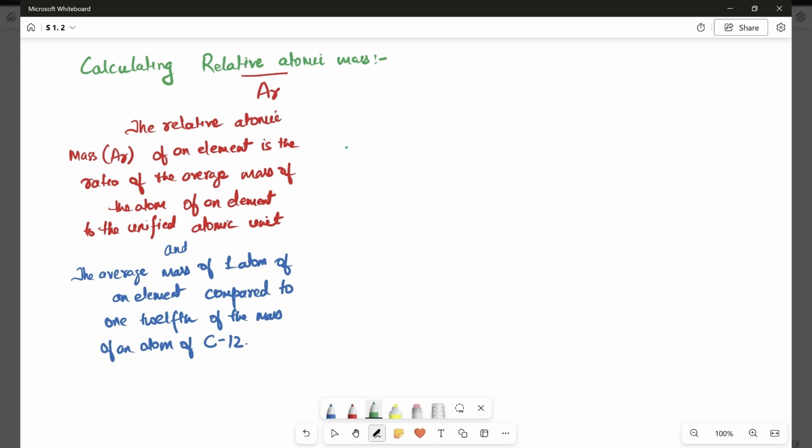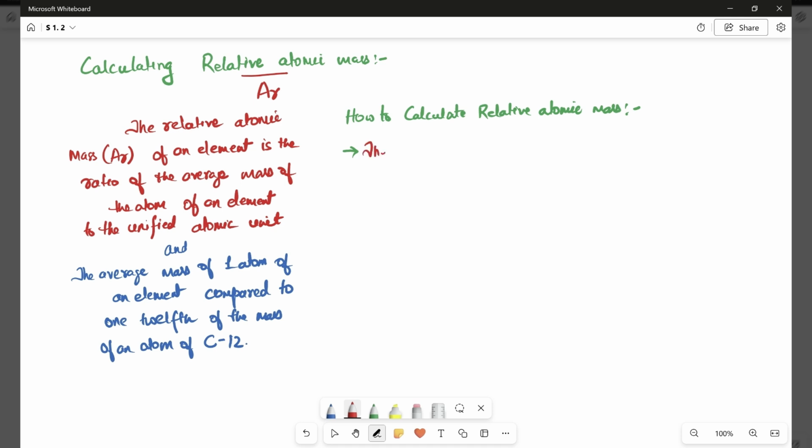Now the question is how to calculate. Let's talk about that: how to calculate relative atomic mass. We will also discuss with one example how the mass is calculated. So let's see the process. First, the mass of an atom or mass of an element is given as relative atomic mass by using the average masses of all the isotopes.